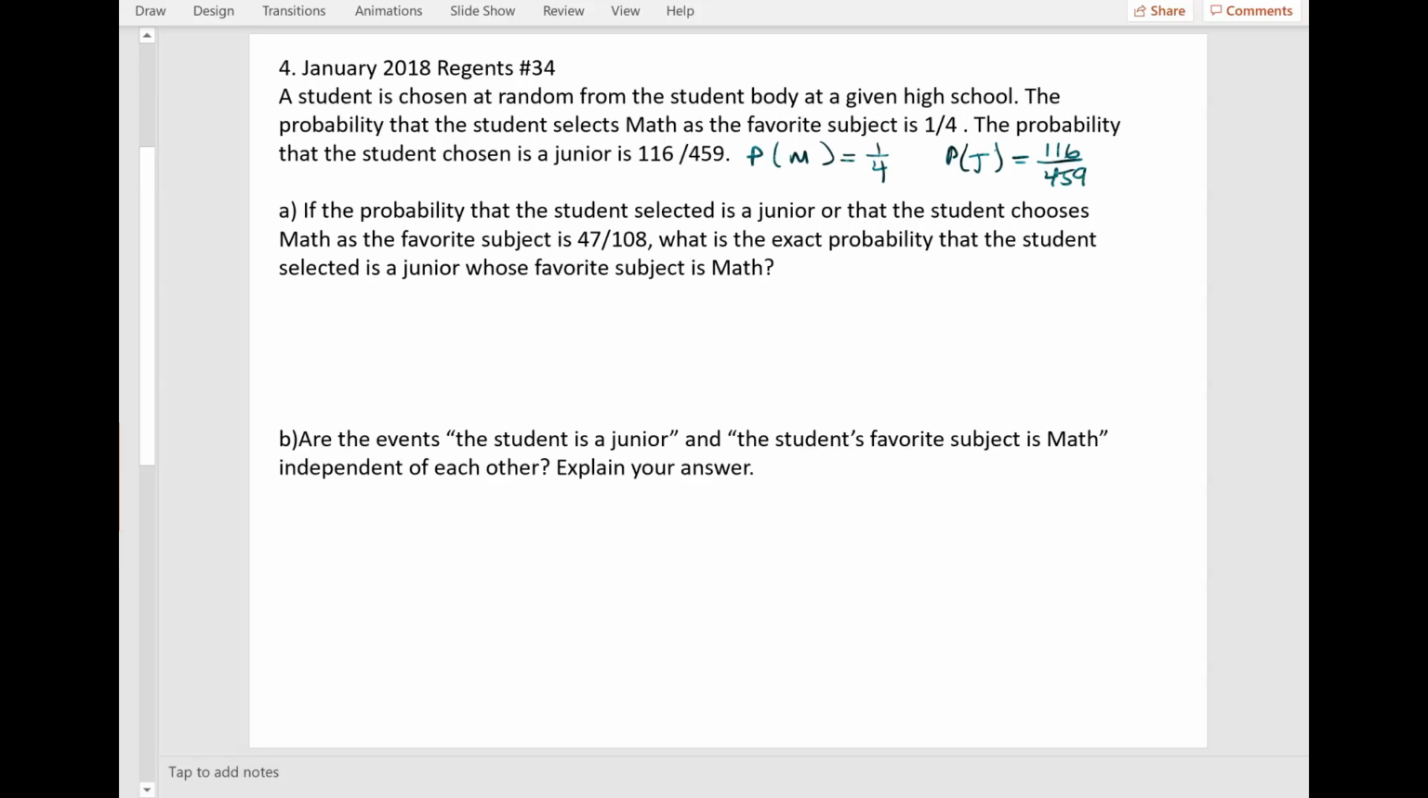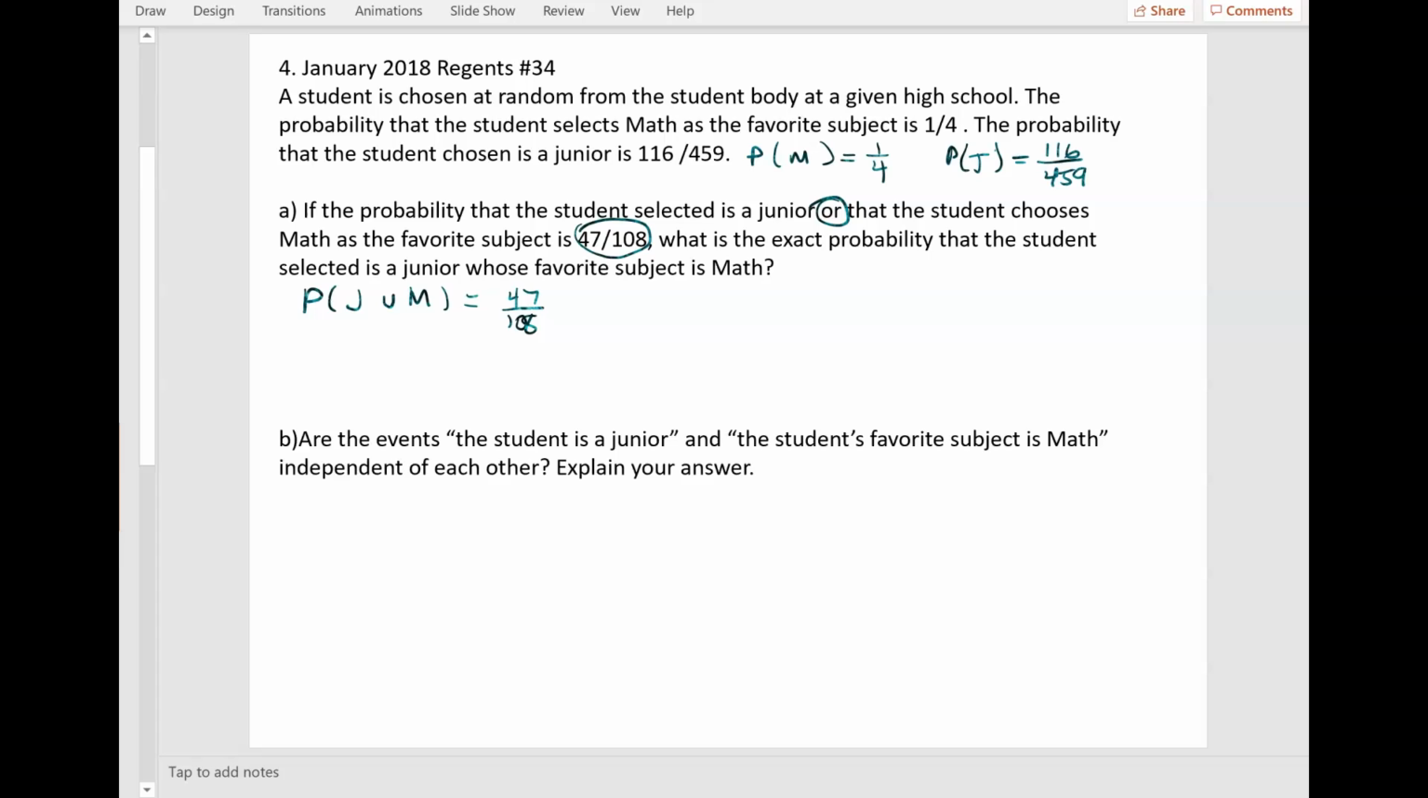If the probability that a student selected is a junior, or that the student chooses math as a favorite subject, is 47 over 108, so what does that mean? So let's say that's really saying junior or math is 47 out of 108. What is the probability that the student selected is a junior whose favorite subject is math?